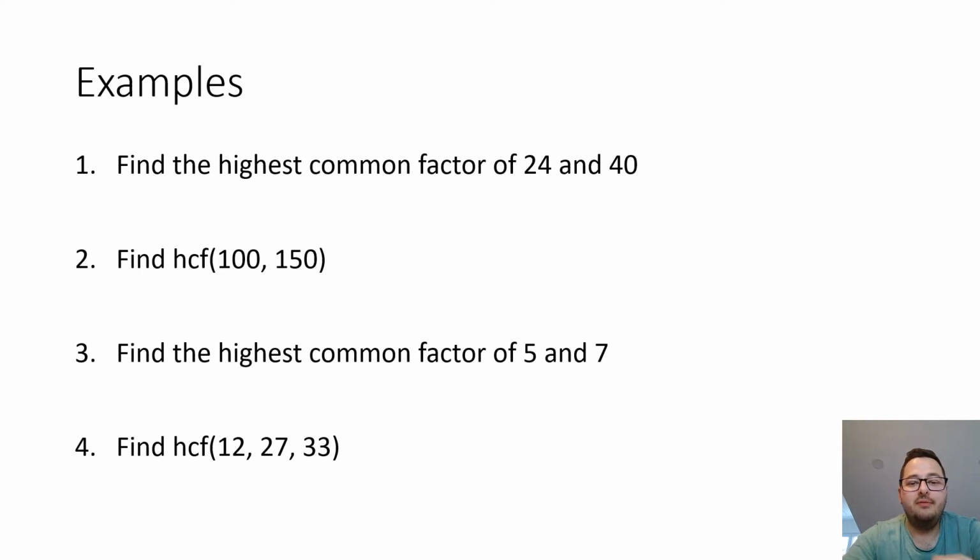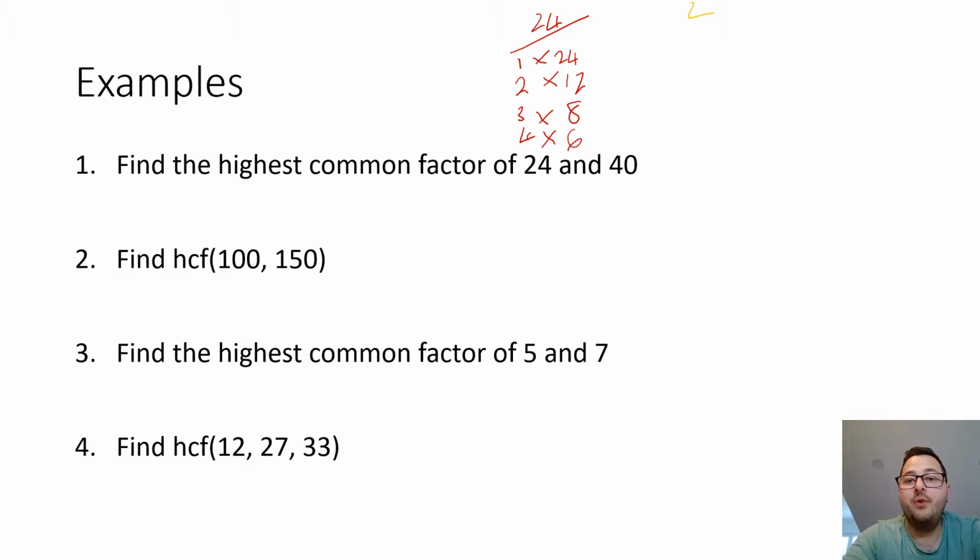Okay, so number 1, we want to find the highest common factor of 24 and 40. The first thing we want to do is list the factors of both. Let's start with 24. We've got 1 and 24, 2 and 12, 3 and 8, and 4 and 6. So those are all of our factors of 24.